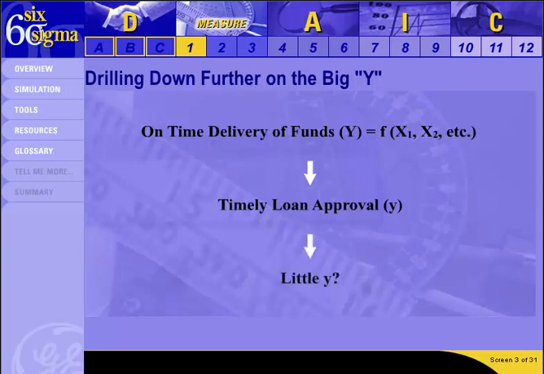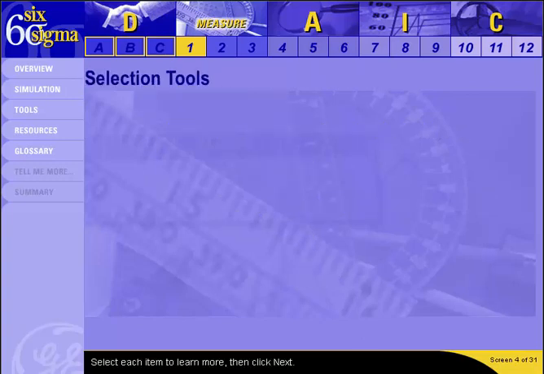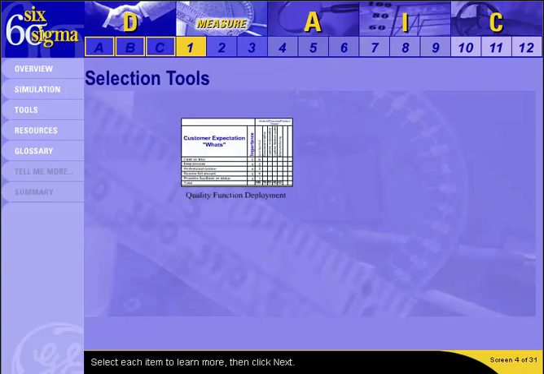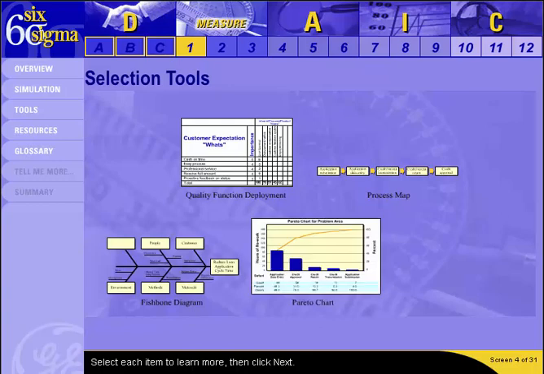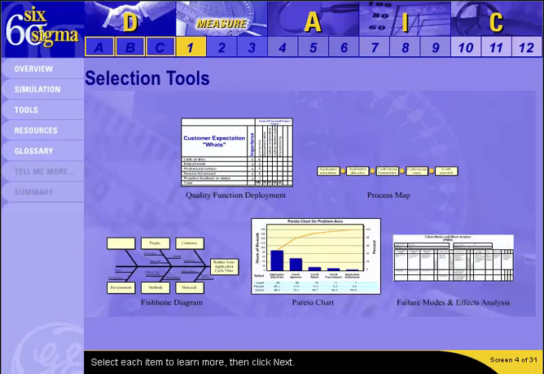For the commercial loan case, loan approval is a bit too broad for a single project, so in the measure phase, we need to further narrow the scope by identifying factors that impact the duration of the loan approval process. And I'll show you a few tools to help you do this. There are 5 tools for you to choose from. They are a Quality Function Deployment Chart, or QFD, a Process Map, a Fishbone Diagram, a Pareto Chart, and a Failure Modes and Effects Analysis, or FMEA.